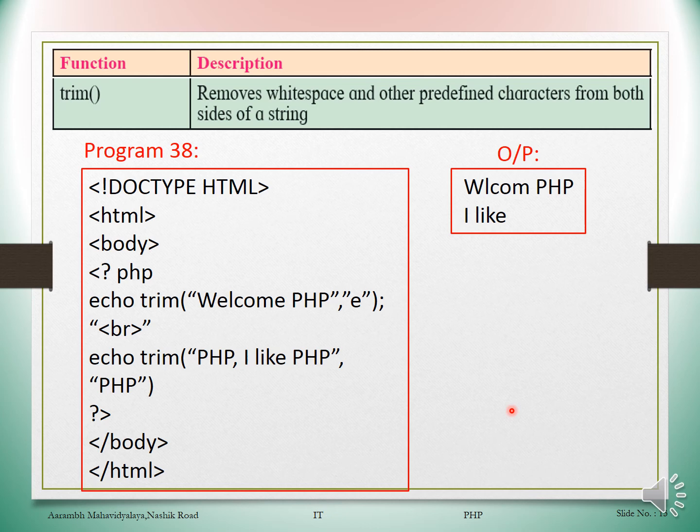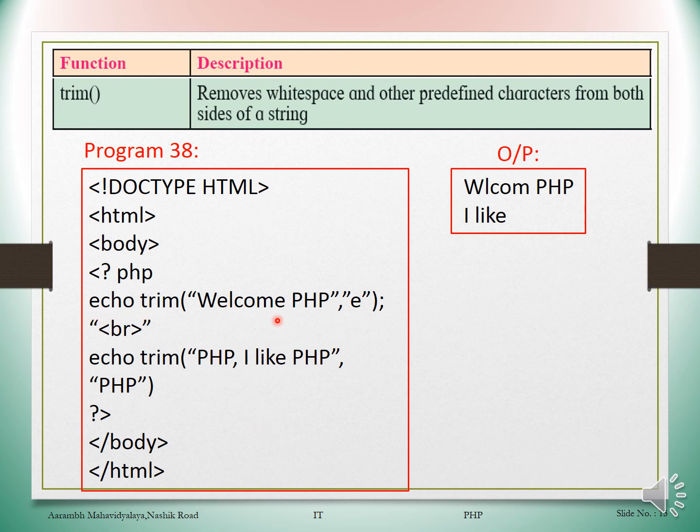Then the last function is trim. Trim removes white space and other predefined characters from both sides of a string. That means white spaces means blank spaces, and predefined characters means full stop or comma, whatever it may be. It will remove all those things. Here 2 examples are given.